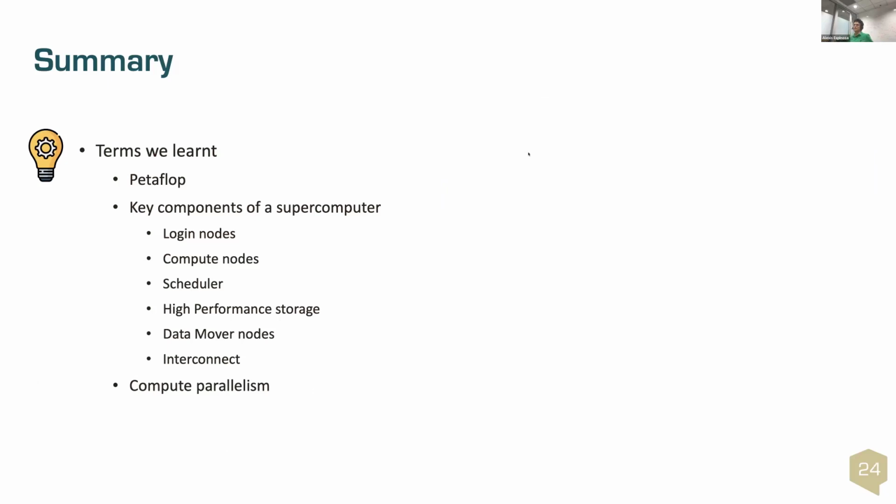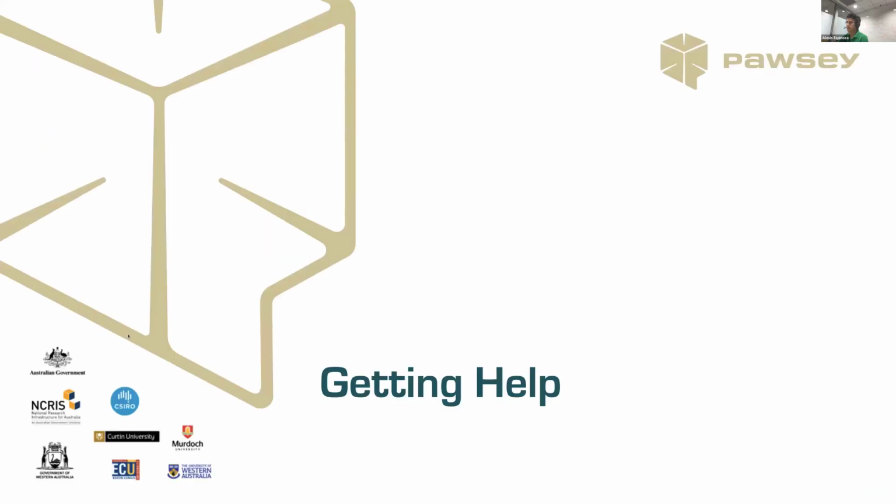Cool. So that's basically the main components. Initially the presentation was general for any kind of supercomputer, and then specific for Setonix. So we covered the initial concept of the petaflops and what are the login nodes, the compute nodes, the scheduler, the storage, data mover nodes, interconnect, and a bit of computing parallelism.